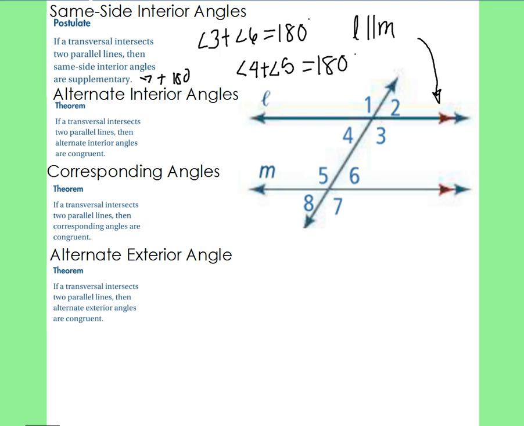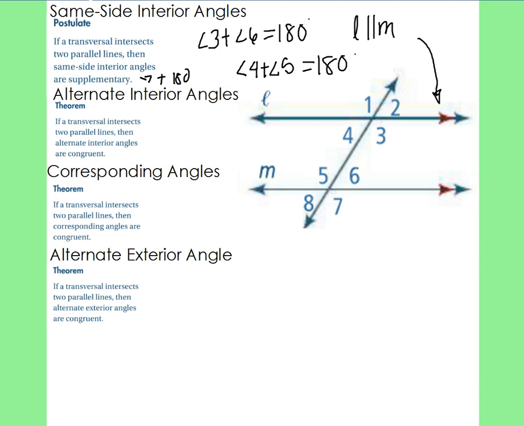Okay. Next, alternate interior angles theorem. Okay, this is a theorem. We could go through and prove it. Okay. And it says if a transversal intersects 2 parallel lines, then alternate interior angles are congruent. Okay. What does congruent mean? The same, right? Same, or they're congruent. They're the same measure.